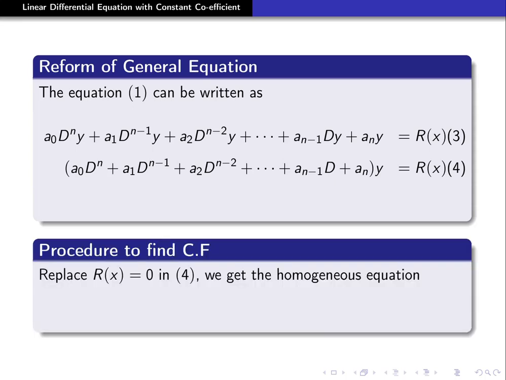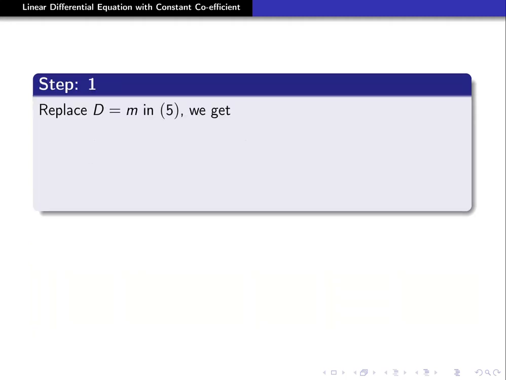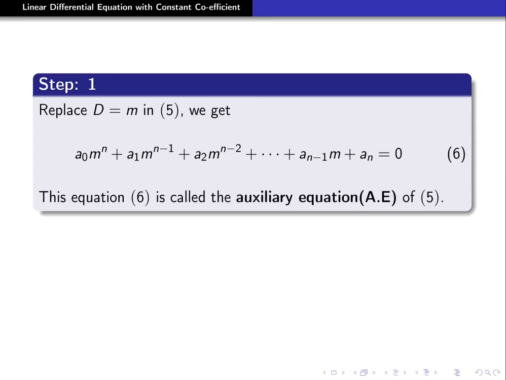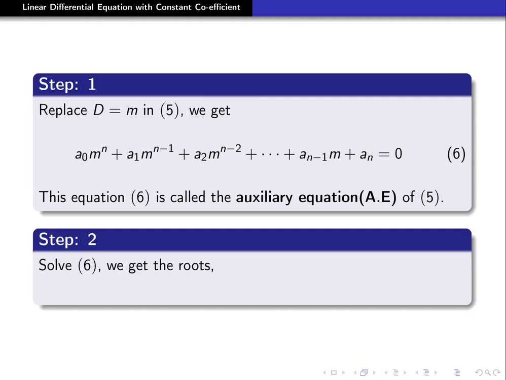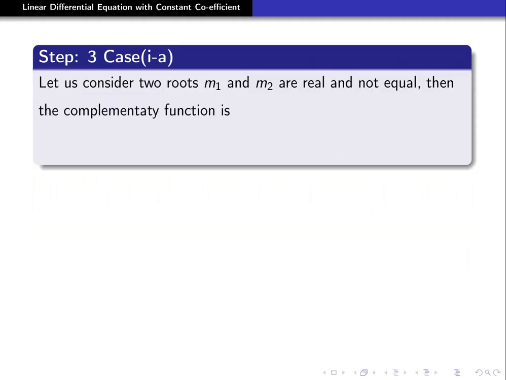Procedure to find the complementary function: replace r of x with 0, so we get the homogeneous equation. In equation 4 we replace r of x with 0, and we get equation number 5. Step 1, replace D with m. Once we replace, we get this equation number 6, which is called the auxiliary equation. Solve it and we will get the roots. Let the roots be m1, m2, m3, up to mn. Case 1a: let us consider that the two roots m1 and m2 are real and unequal. Then the complementary function is CF equal to A e power m1x plus B e power m2x.